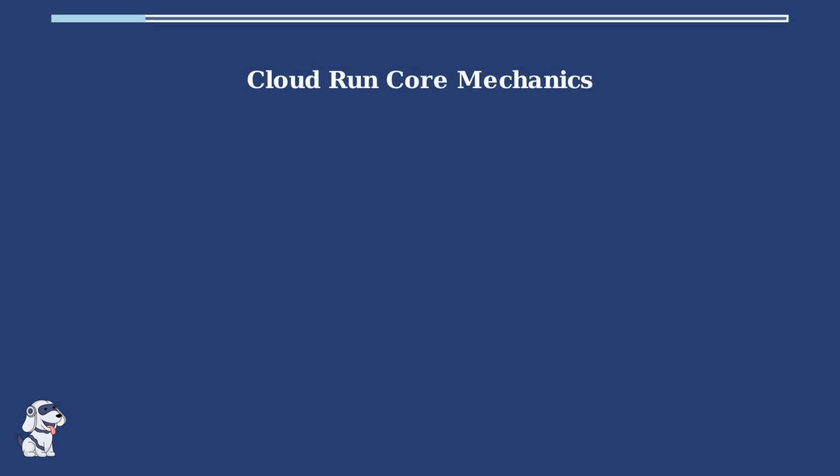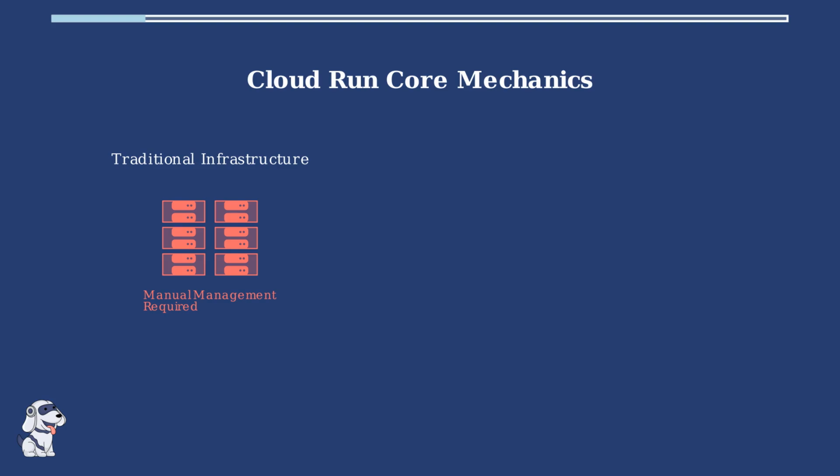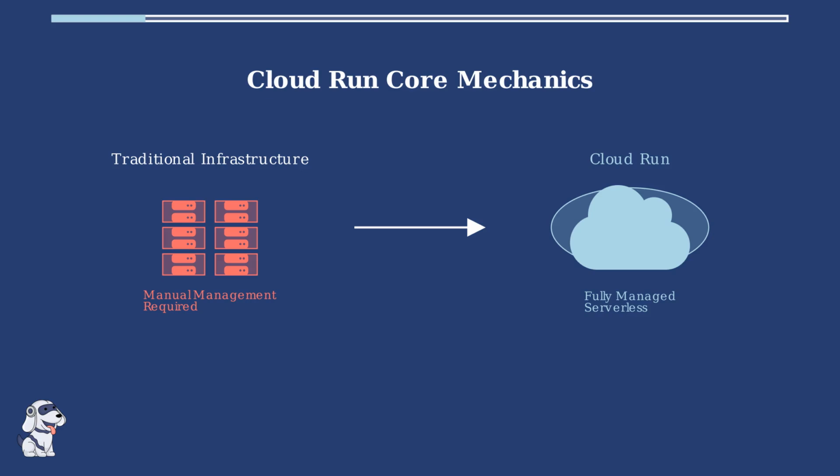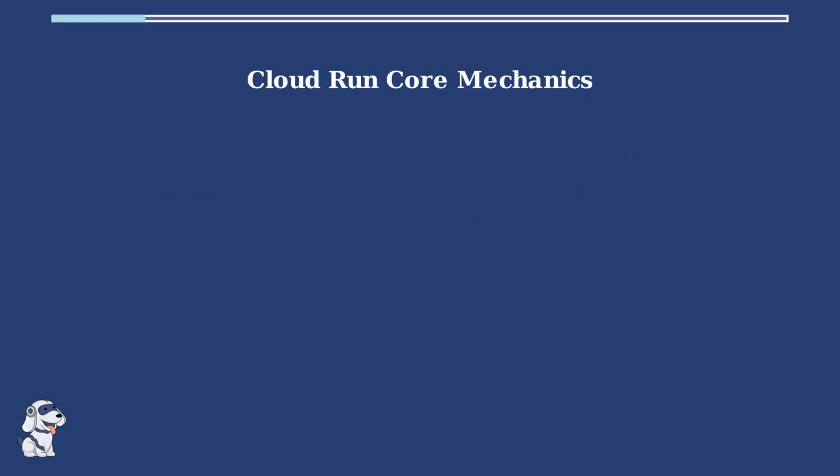CloudRun is a fully managed serverless platform that allows you to run containerized applications without the burden of managing the underlying infrastructure. As a serverless platform, CloudRun abstracts away all infrastructure concerns, allowing developers to focus entirely on their application code and business logic. CloudRun eliminates this complexity by providing a fully managed environment where Google handles all infrastructure operations automatically. This module will explore the core mechanics of CloudRun, focusing on three fundamental runtime characteristics that define how applications operate in this serverless environment.